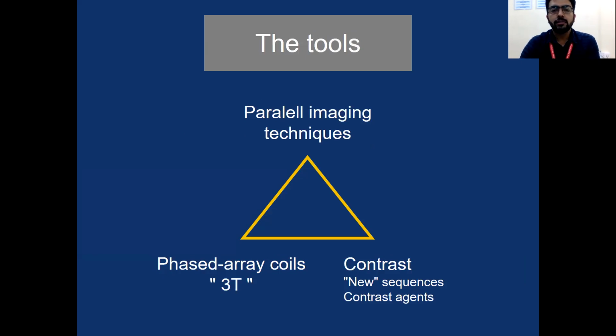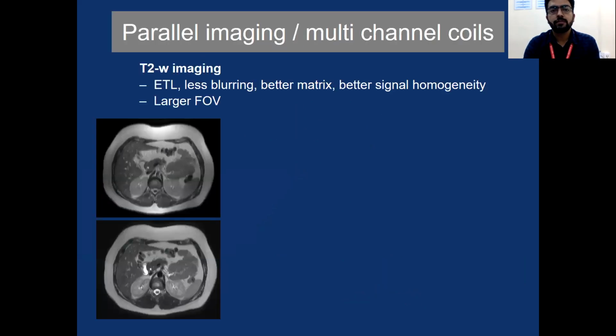Tools that are required are parallel imaging techniques, phased array coils, 3T, and contrast. New sequences required contrast agents. Parallel imaging and multi-channel coils are used. In that we do T2 weighted imaging: ETL, less blurring, better matrix, better signal homogeneity, and larger field of view.